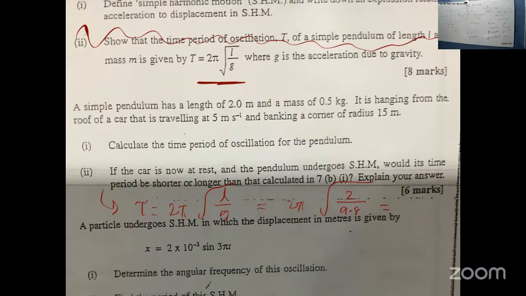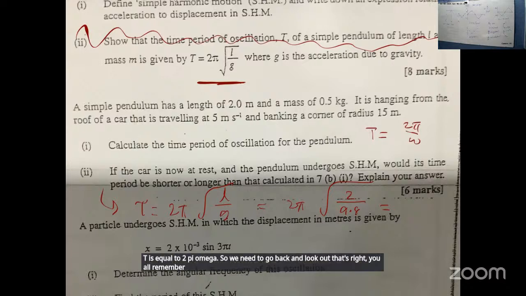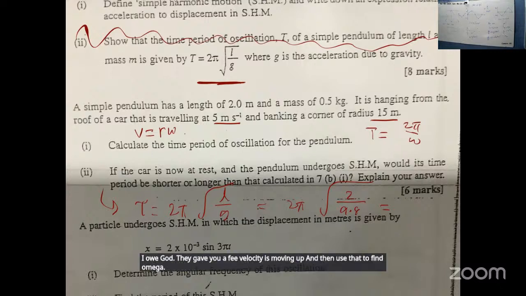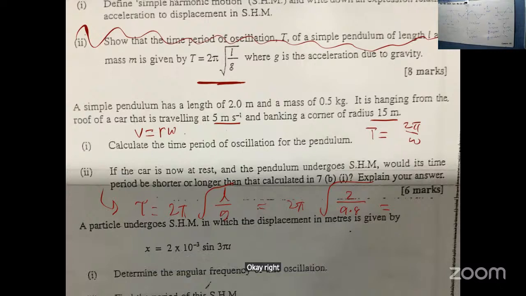Right. So you have to remember how to get the period, right? So T is equal to 2 pi over omega, that's the period. So we need to go back and work out this, right? You all remember how to get omega for circular motion? That's what's in the last one. So you're using v is equal to r omega. They gave you the velocity and the radius, and then use that to find omega.